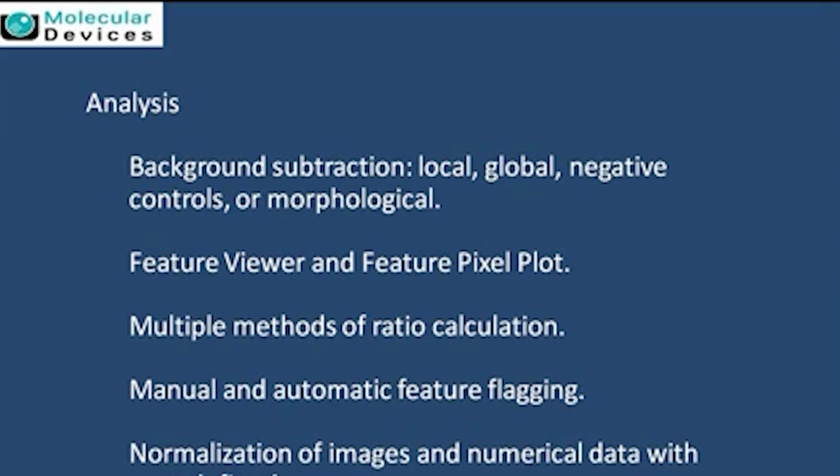Say negative controls in your slide, there should be some spots which should not bind to anything and leave blank. Whereas the local and global background can be calculated in the general space where there are no spots available, and the area which is not being spotted nearby your particular feature. So in this fashion, background subtraction can happen, and then feature viewer and feature pixel plots.